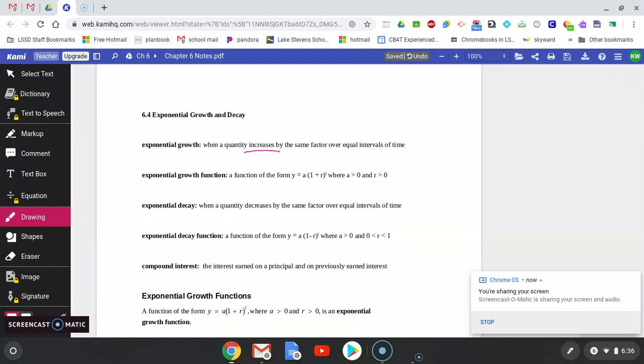An exponential growth function is going to be represented by this equation. A represents your initial amount, and R represents your growth rate as a percent changed to a decimal, and T represents time in years. Exponential decay is going to be when a quantity decreases by the same factor. So that's when you're multiplying by a decimal or fraction, a number between 0 and 1.